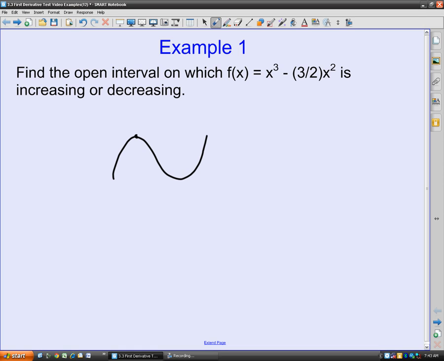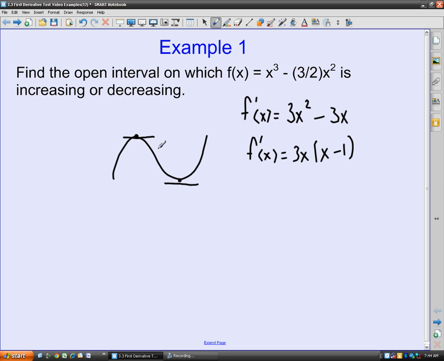If the graph looks something like this, we would be looking for a horizontal tangent, because that's where it goes from increasing to decreasing. Down here, we'd be looking for a horizontal tangent where it goes from decreasing to increasing. So in order to do that, we're going to find the derivative of this function. It gives me 3x squared minus 3x. If I do a little factoring, I get f prime of x equals 3x times (x minus 1).